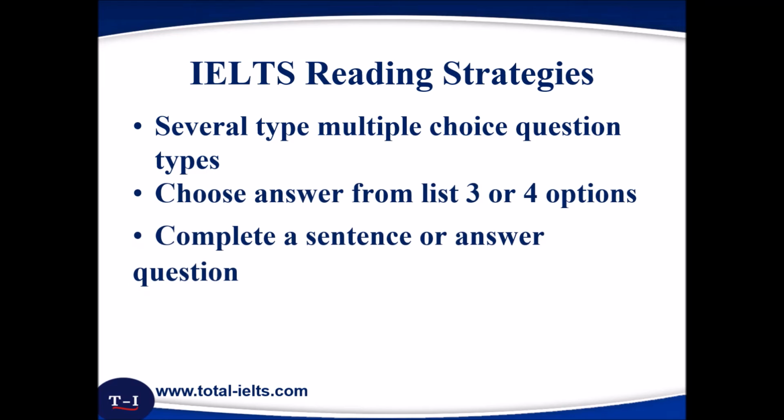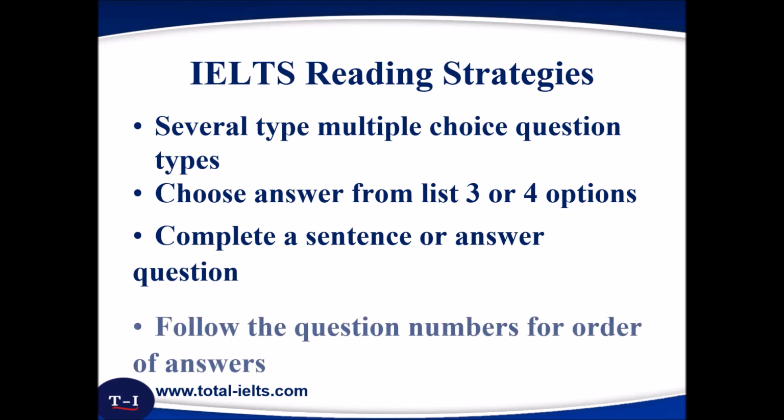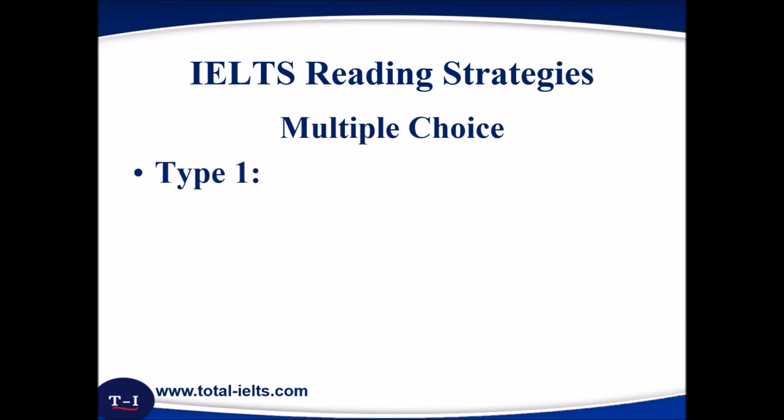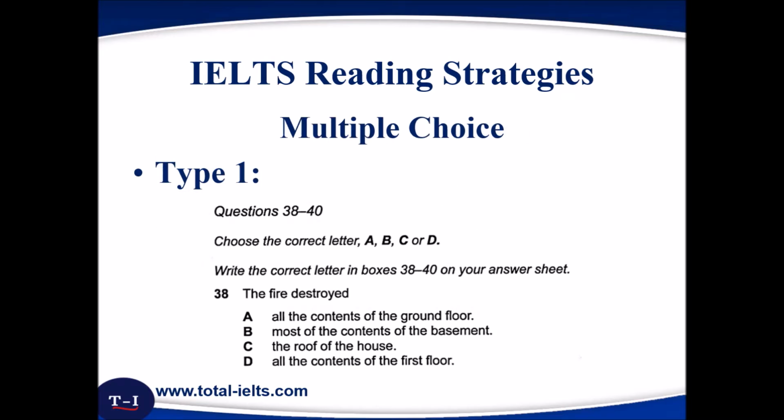There are several forms of the multiple choice question type. One of them is choosing an answer from a list of 3 or 4 options to complete a sentence or answer a question. Always follow the question numbers for the order of the answers in the text. Here, for example, in questions 38 to 40, you need to choose one from 4, A, B, C, or D. And you will not find the answer for question 38 after the answer for 39.